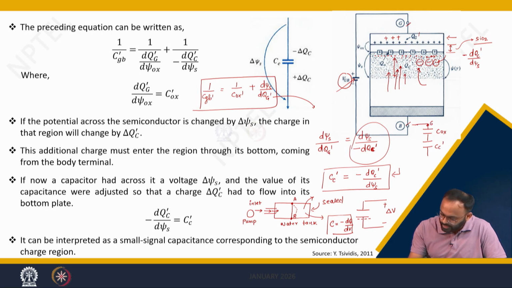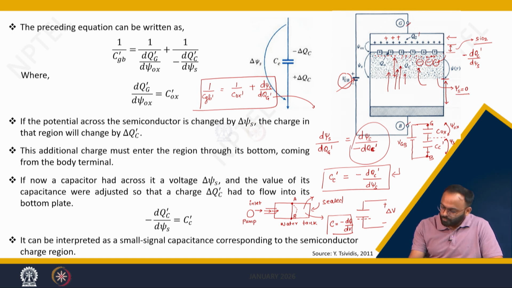So, you have this as a gate terminal, this as a body terminal, and you have a voltage connected between gate and body. This is VGB. The voltage between this and this terminal is Psiox, and the voltage between this and the B terminal is Psi S. Again, if you consider this region from here to here, this is considered as a neutral region. So, whatever the voltage measured between this and this, the voltage at the body is considered to be 0. We have applied the boundary condition. So, the voltage across CC dash is nothing but Psi S, right.